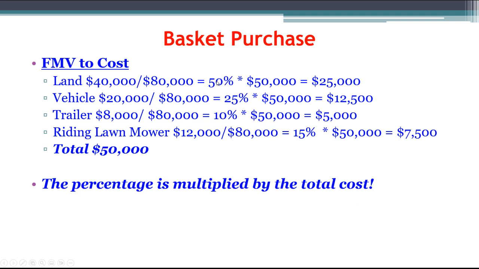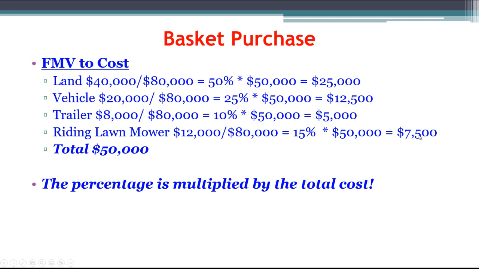So the 50% multiplied by the $50,000 total cost is $25,000 in cost. That's going to be recorded for the land asset, not the $40,000 fair market value. Vehicle had 25% of $50,000, so it gets $12,500. Trailer had 10% of $50,000, so it gets $5,000.